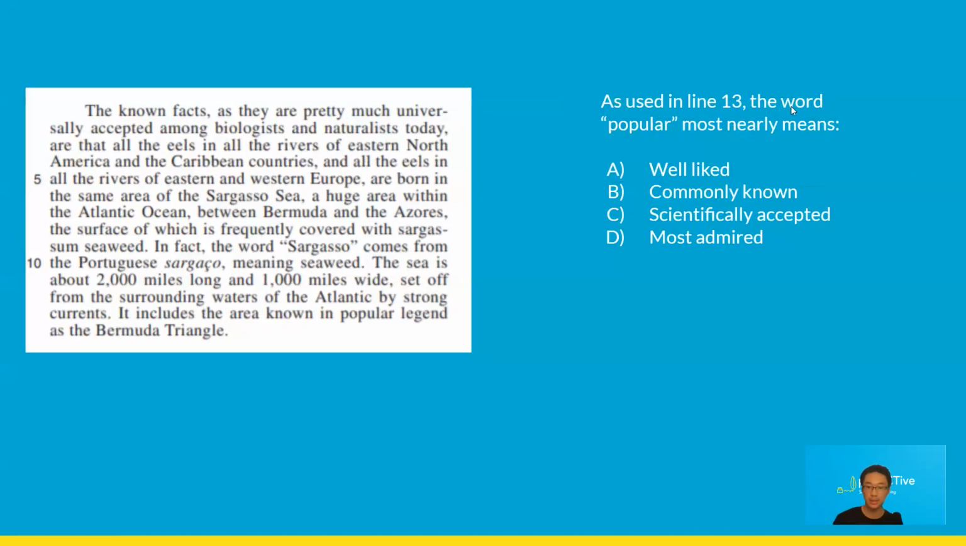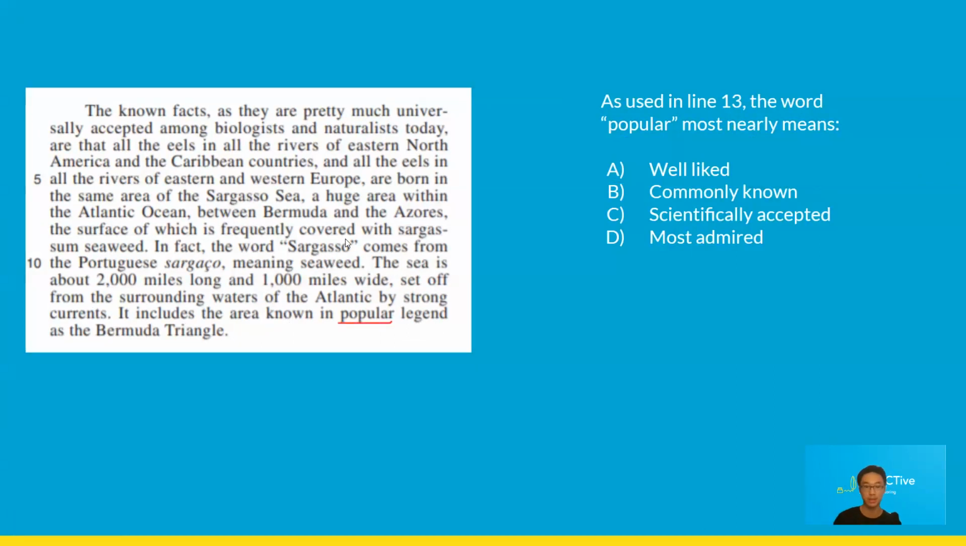So as used in line 13, the word popular most nearly means well-liked, commonly known, scientifically accepted, or most admired. So first, once again, let's try and locate where popular is. It's in line 13, so it's the area known as popular legend as the Bermuda Triangle. So let's try and plug this in and see if we can get some answers. This includes the area known in well-liked legend as the Bermuda Triangle, right?